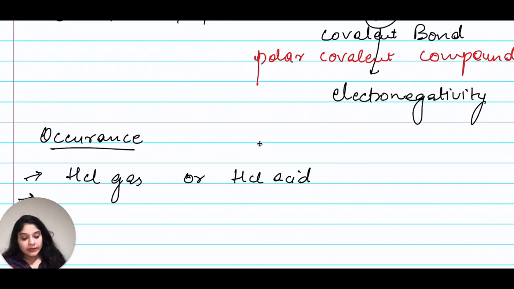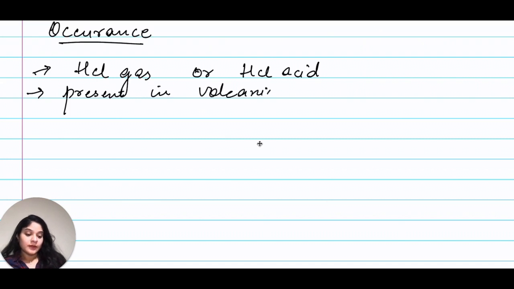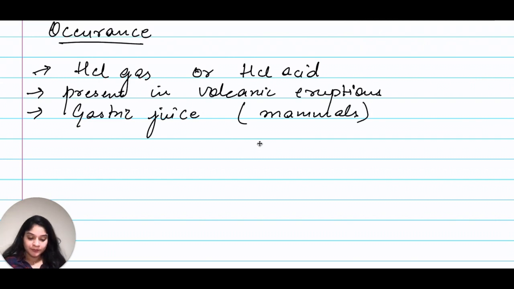The second is it can naturally occur or it is found present in volcanic eruptions. Other than that, it is also present in mammals, in gastric juices. So as a gastric juice, HCl acid is present in mammals, in the digestive system. When we cover that, you'll understand more about it.